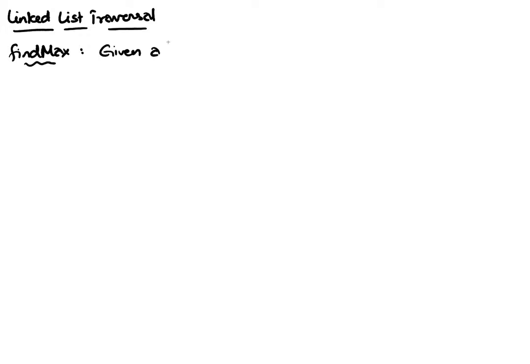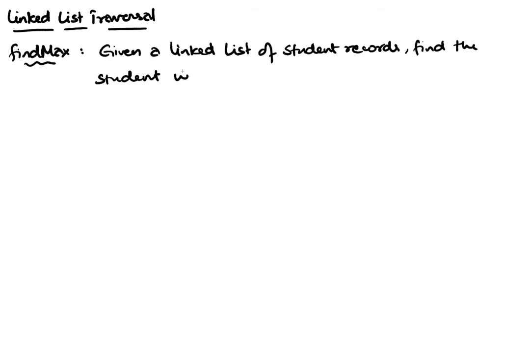So let's try to understand how a linked list can be traversed by taking a simple problem. The problem I'm going to take is a problem that we've seen before called find max. We are given a linked list of student records, find the student with the highest score and print her name. In our case, that's just the initials.